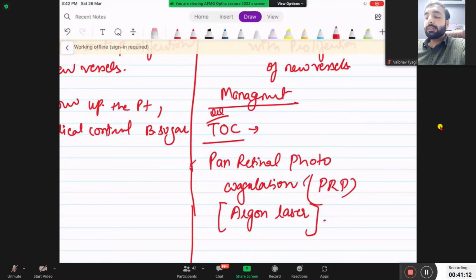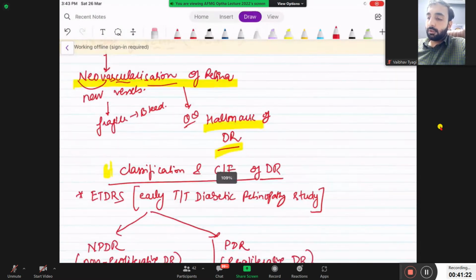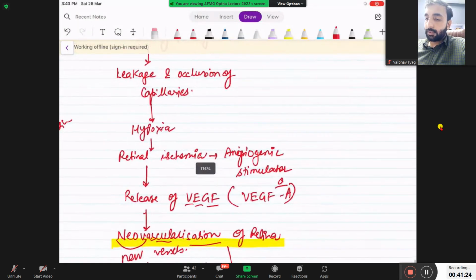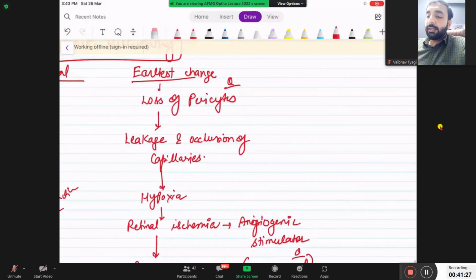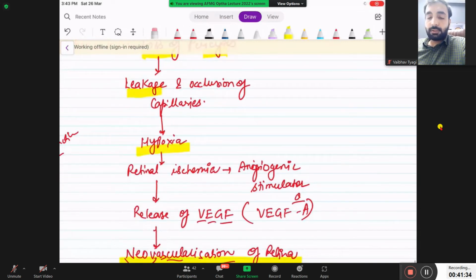Okay. Now, what is the function of laser? Why are we doing laser, if there is bleeding? Any idea? Go back to the pathogenesis. This is the pathogenesis, right? The earliest change was loss of pericyte, then it leads to leakage. Leakage leads to hypoxia. Now, which is the main culprit in diabetic retinopathy? Hypoxia. This is the main culprit in diabetic retinopathy.